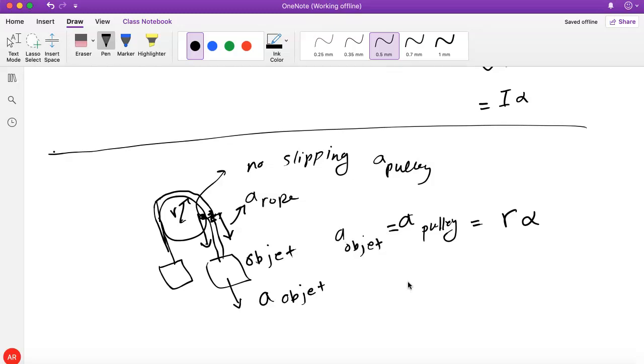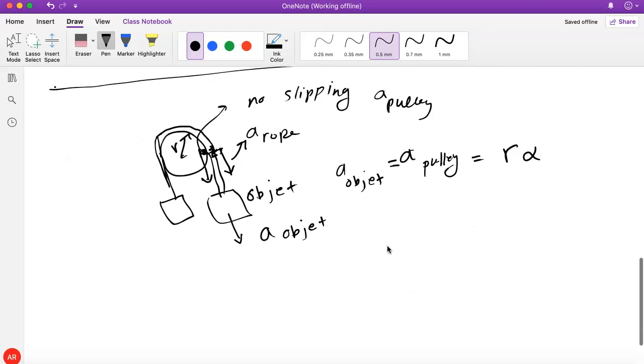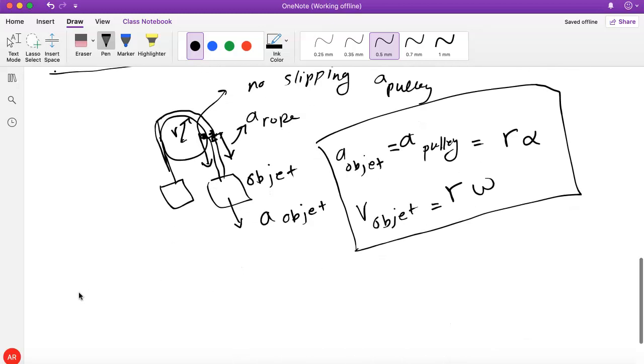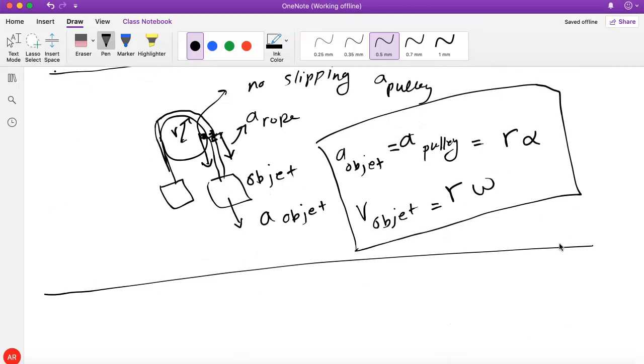And the same goes for velocity. So these are important constraints that allow us to make progress on solving these problems. So that's one equation. And the other equation is the velocity of the object is r times omega. Okay, so we talked about these things last time.